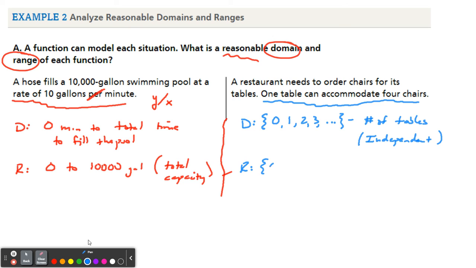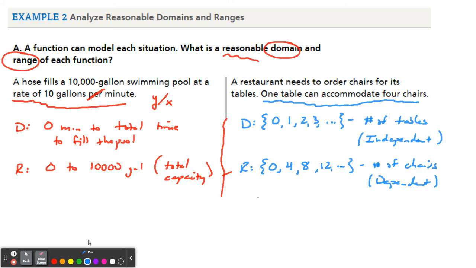So then your range would then be the chairs going around the table. So of course, if there's 0 tables, there's 0 chairs. But then once you have 1 table, 4 chairs go at that table. And then if you have 2 tables, that'd be 8 chairs, right? 3 tables, that'd be 12 chairs. And so on and so on. This would be the number of chairs. And because this depends on how many tables we have, we call this the dependent variable.